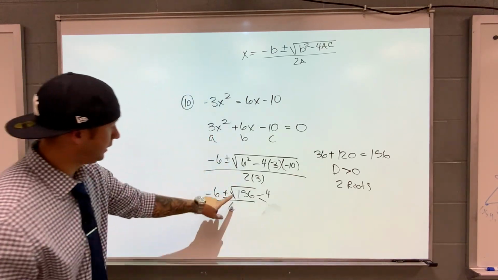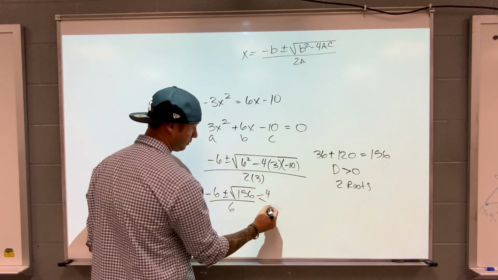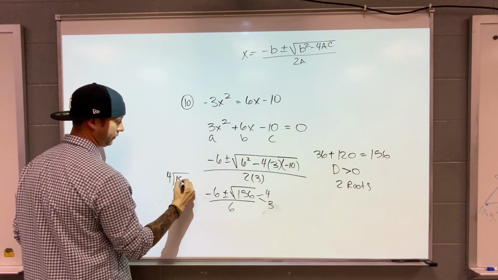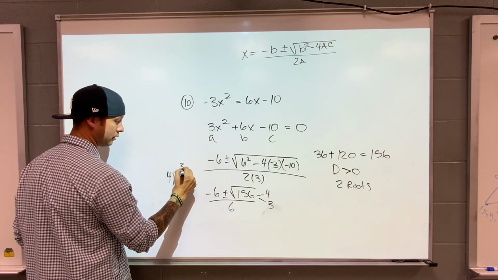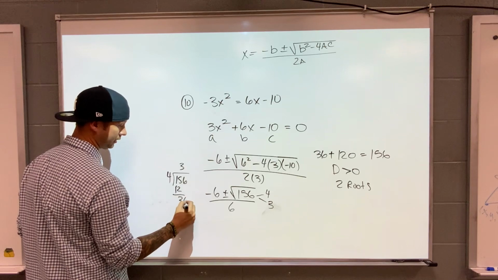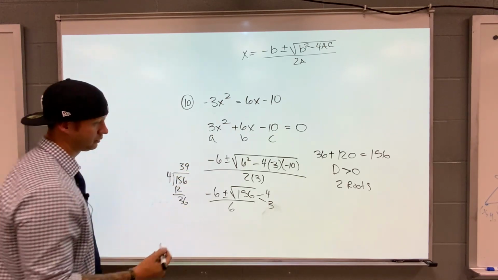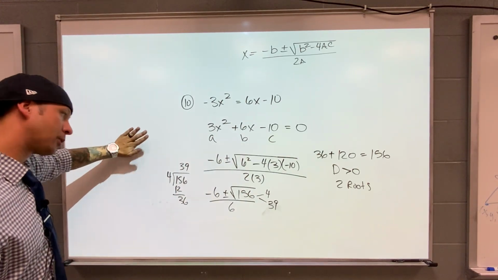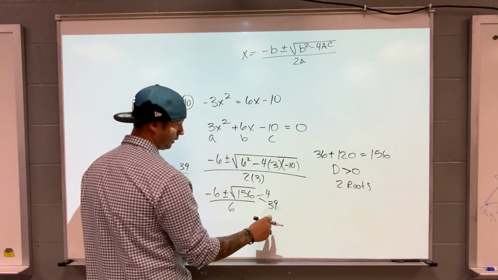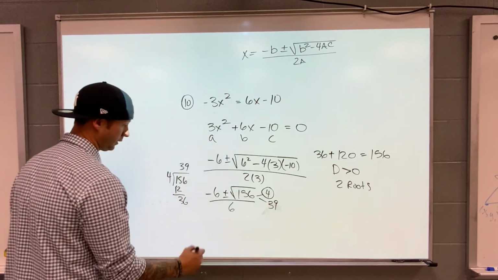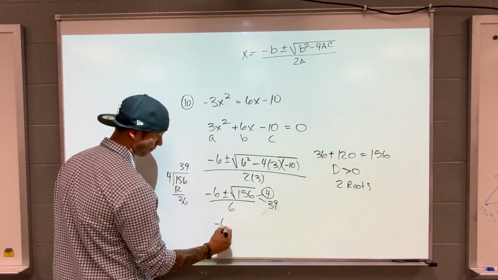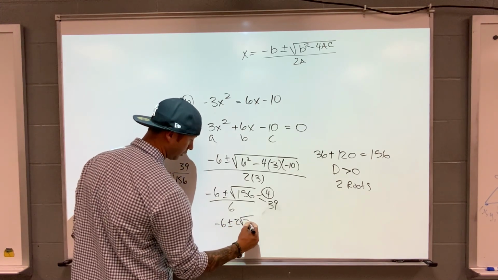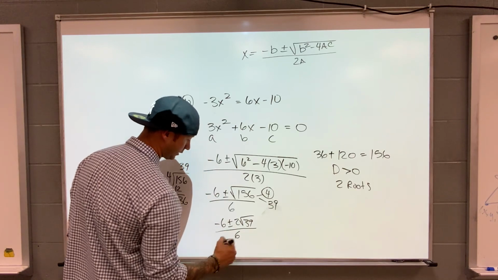So 4 goes into 15 3 times, which is 12. 4 goes into 36 9 times. Oh, 39. What was I thinking? 39 is 3 times 13, so you really can't do anything. All we can pull out is a 4. So this is going to be negative 6 plus or minus 2 root 39 all over 6.